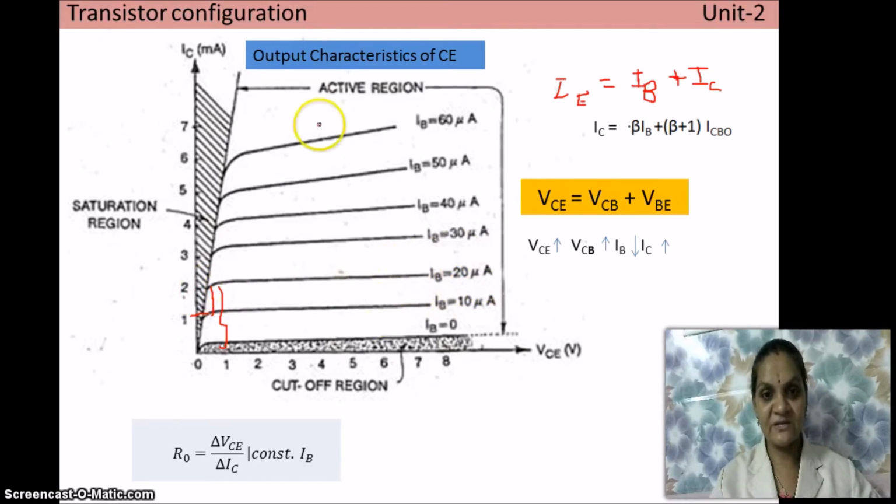Like that, if I am increasing the values of IB, the curve will be shifting in the upward direction. This is because if IB increases, this term also increases, so in addition the collector current increases. That's why the curve is shifting in the upward direction.